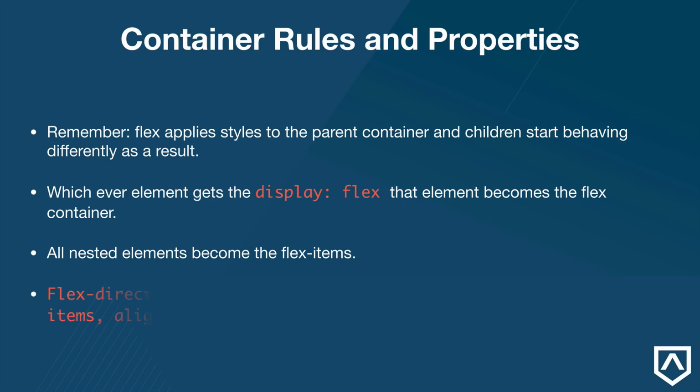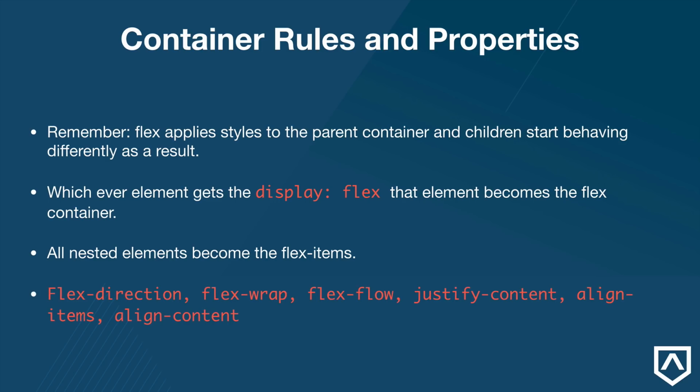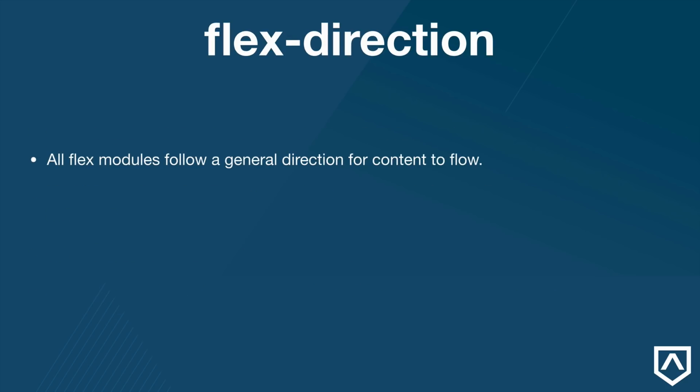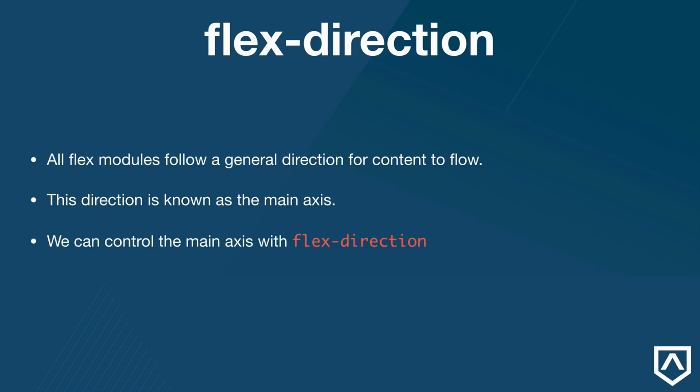So the following is a list of properties that we can use to style our Flex containers. The first one is called Flex direction. All Flex modules follow a general direction for content to flow. This direction is known as what we call the main axis. So the direction of flow is known as the main axis. We can control the main axis with Flex direction. The default direction is what we call row.